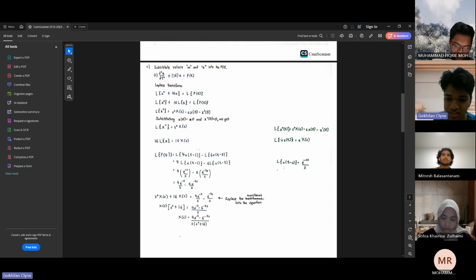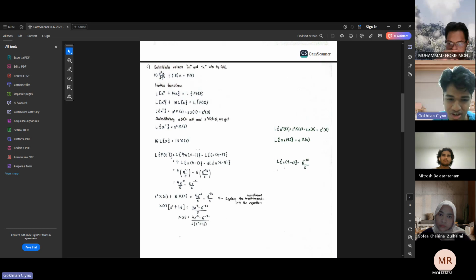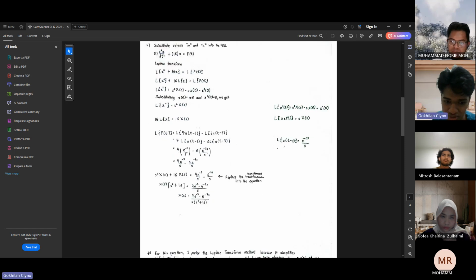We use the Laplace transform table, the conversion table, and we transform the differential equation into the frequency domain. And then finally, for the right-hand side, we have to transform f(t), the unit step function. So there are two parts: one is the 4u at t equal to 1 and 6u at t equal to 3.